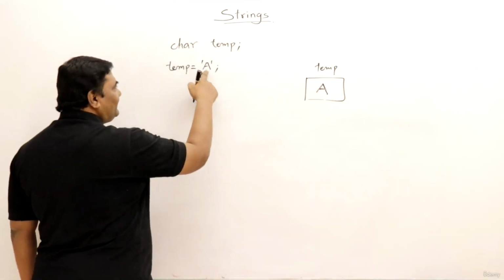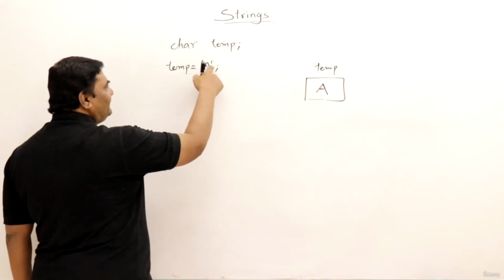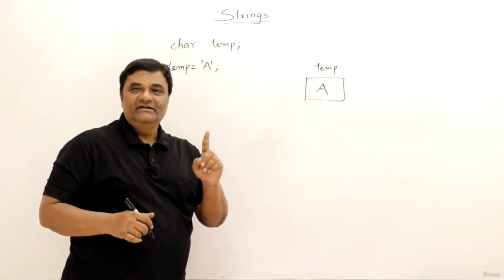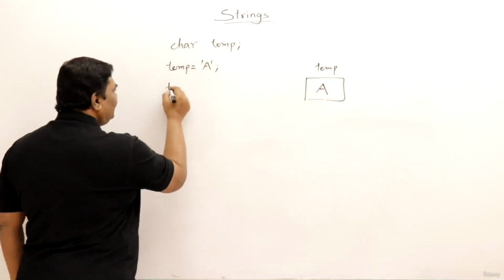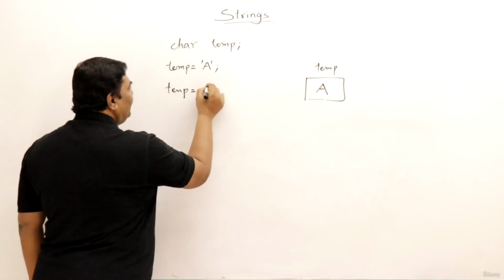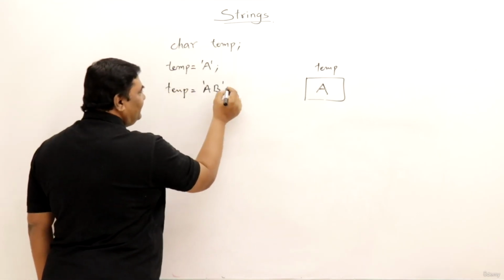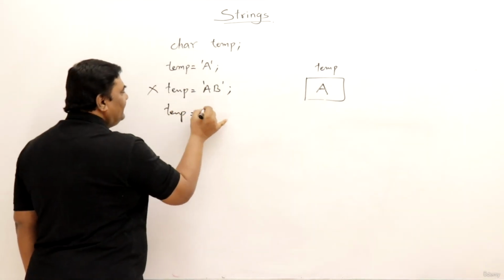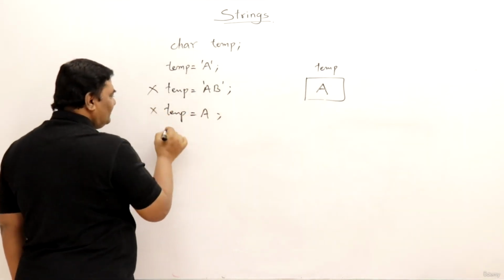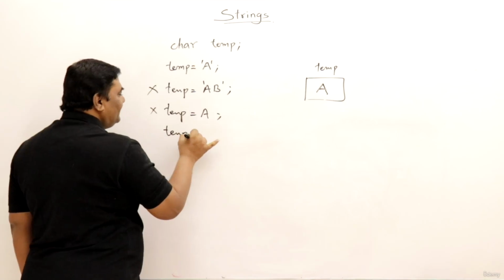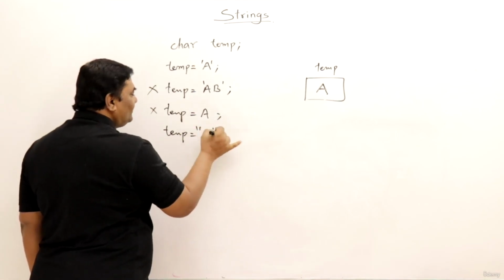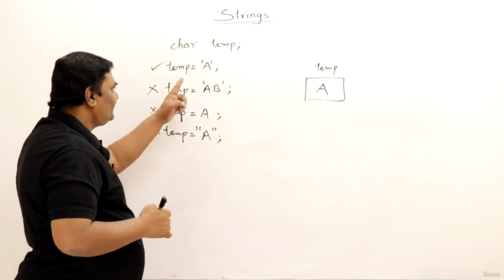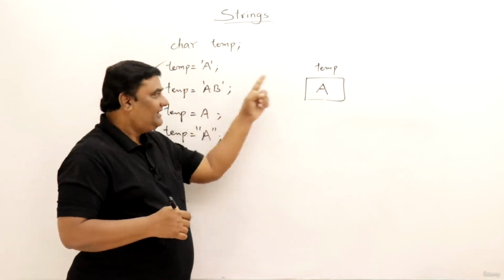For giving a character constant, it must be in single quotes, and we can give only a single alphabet. So for example, if I write temp assign A and B in quotes, this is wrong. If I write simply A, this is also wrong. If I use double quotes, then also it's wrong. So it should be in single quotes, and we should have only one single alphabet, then that will be stored here.